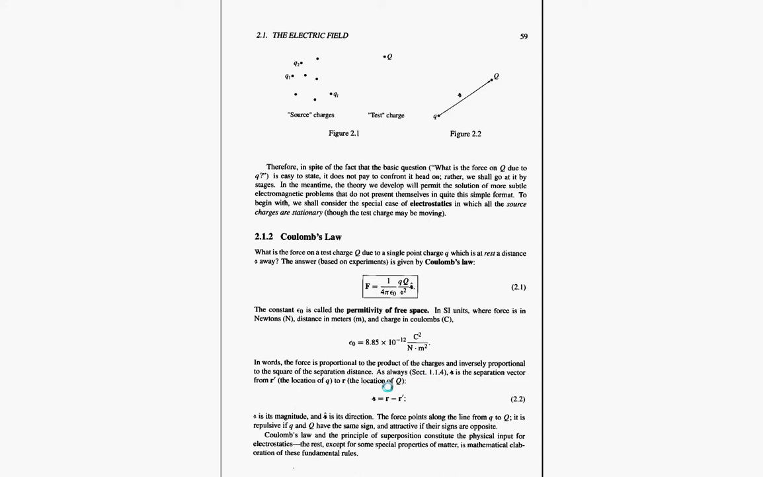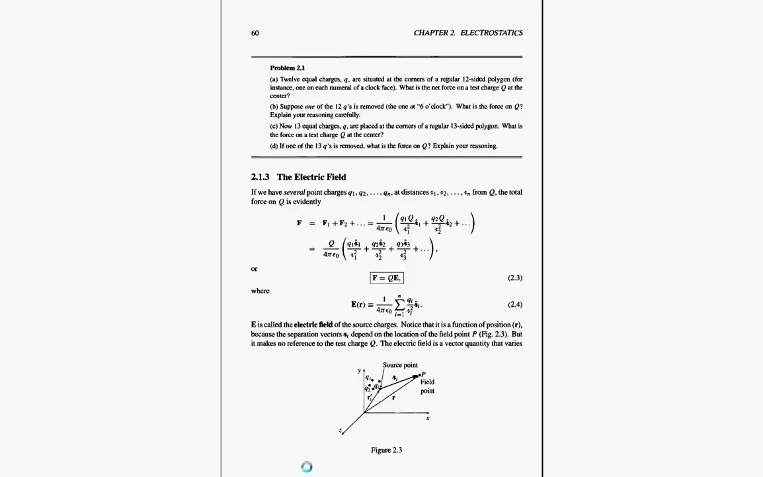And what is tau? Tau is just the displacement or separation between the two charges, from the source charge to the test charge point. In general, it's r minus r prime. You will see that in the next figure, figure 2.3.